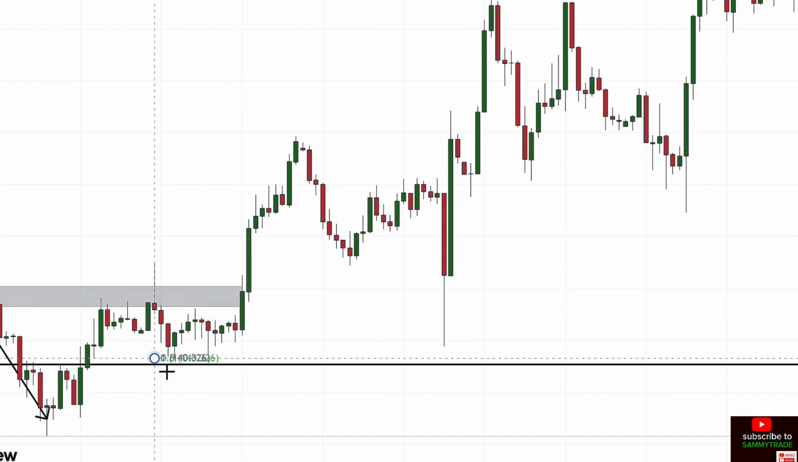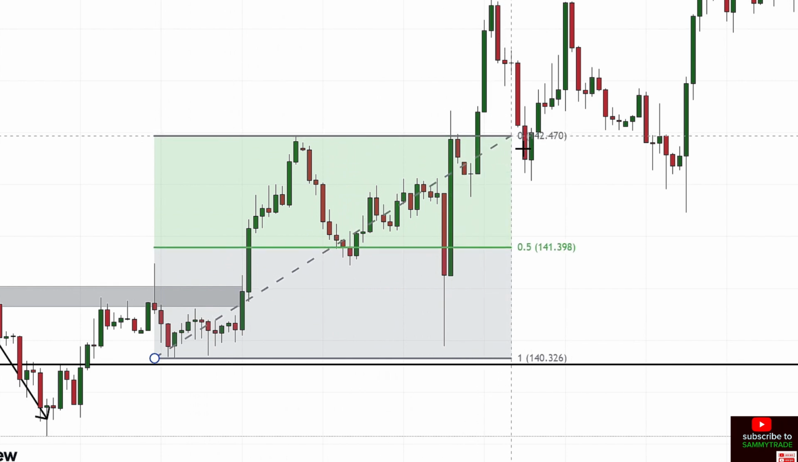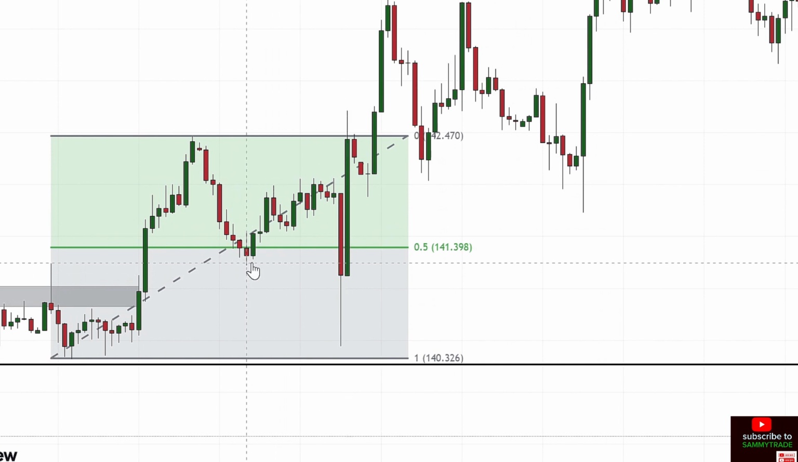I love this so much. I don't ever forget my premium and discount. It's good because it has helped me a lot in the way I trade. Our premium and discount. So this was how I identified this flip zone.